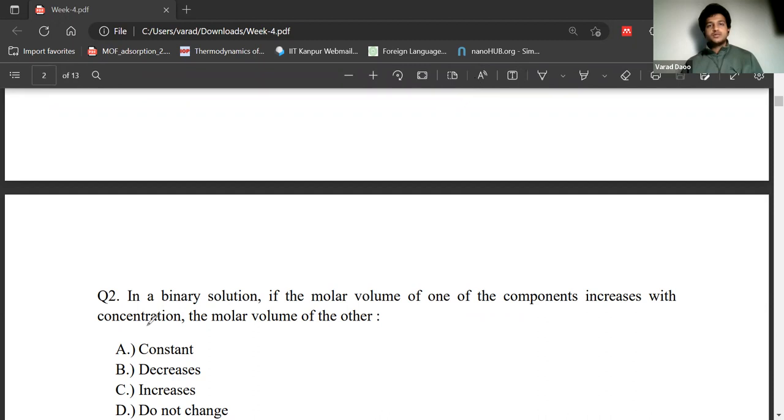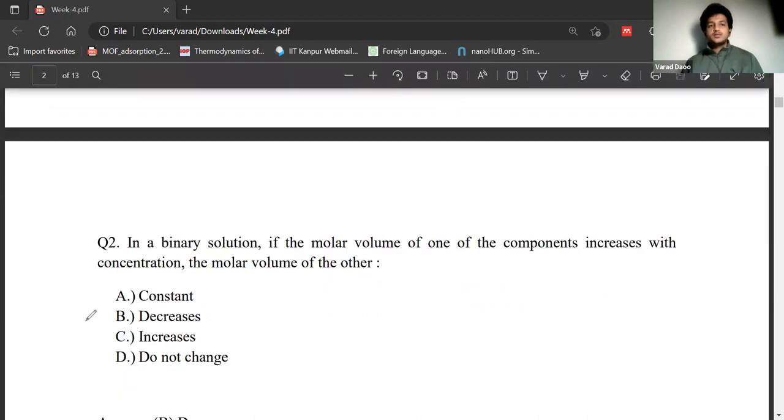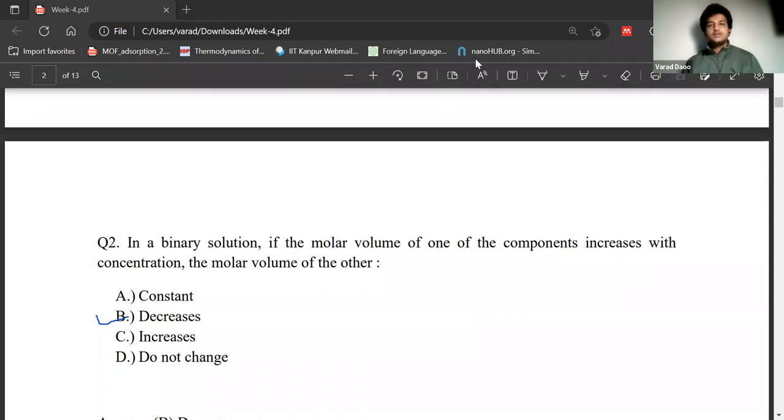Is anybody able to solve it? Would anybody like to answer? Anybody got the answer? The answer is option B, decreases, right? The correct answer is option B.